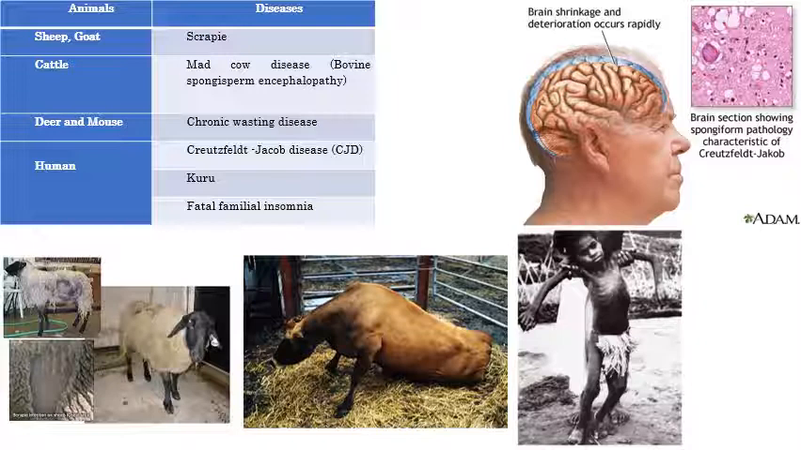In sheep and goat it is scrapie. In cattle, the important one is called mad cow disease, that is bovine spongiform encephalopathy. The infected cattle lose control and can't stand on their own legs. After infection of a few weeks, they start to behave abnormally and completely lose control of standing. In humans also, a few diseases are reported from prions, especially Creutzfeldt-Jakob disease as well as Kuru disease.